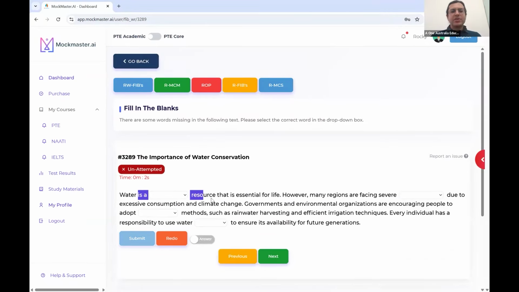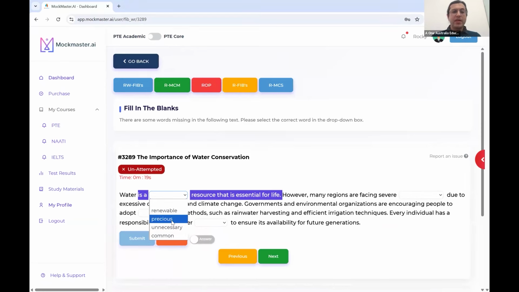Water is a dash resource. Now, that is essential for life. Which type of resource is it? Probably it's a limited resource. It's a finite resource, meaning its quantity is limited. It's not unlimited. So let's see the options here.